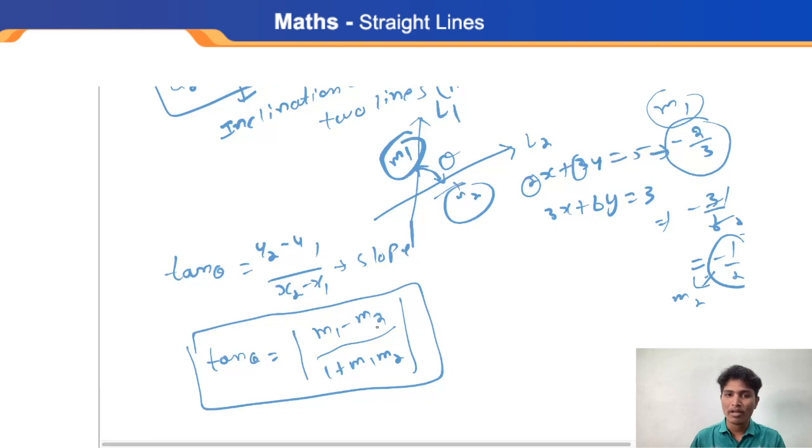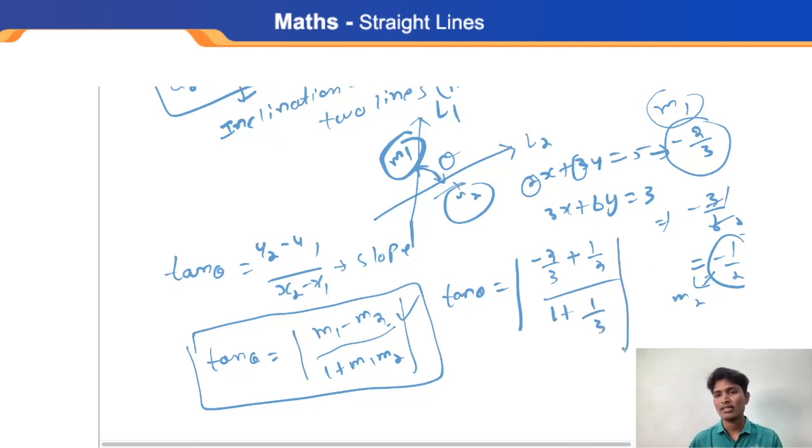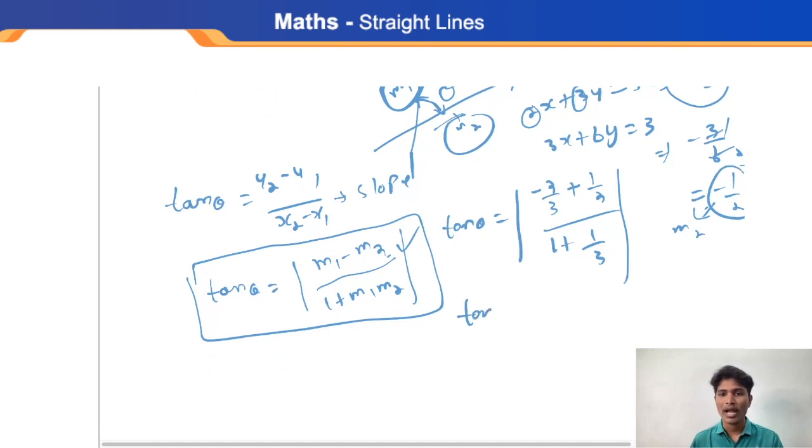Simply substitute m1 and m2 in this formula. What will you get? You will get tan theta is equal to mod of m1, what is m1? Minus 2 by 3. What is m2? Plus 1 by 2. Divided by 1 plus this multiplication. You will get, I think, 1 by 3. Simply find the value here. Tan theta is equal to, 6 is the LCM, minus 4 plus 3, divided by, I think, 4 by 3.